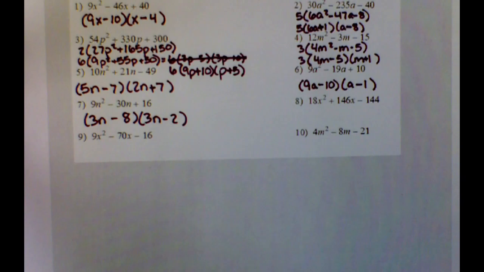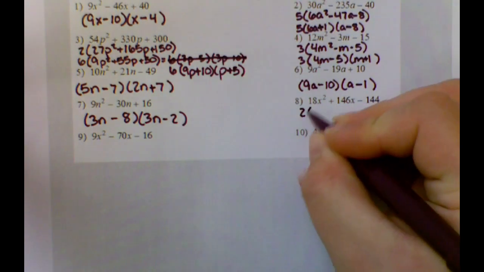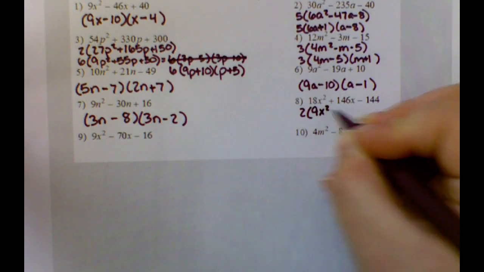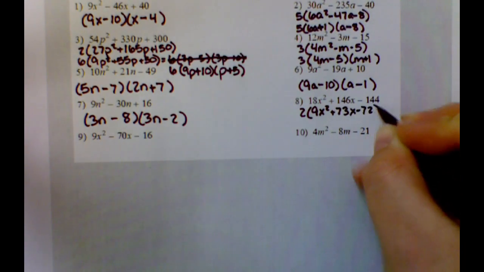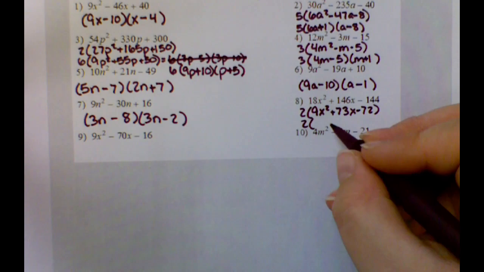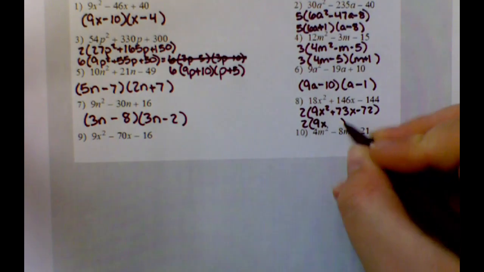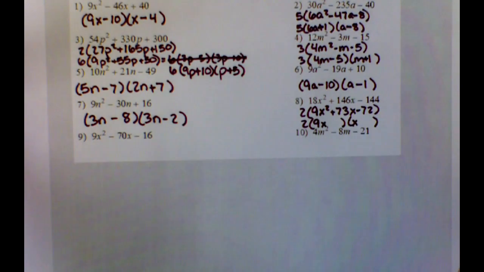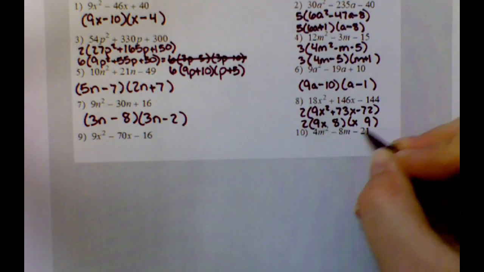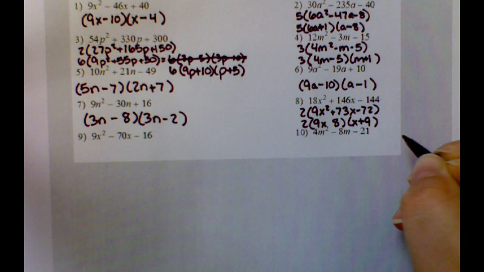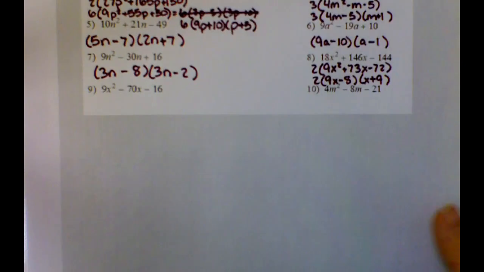Number 8 does have a GCF. We can take 2 out of everything, leaving me 9x squared plus 73x minus 72. To break apart my 9x squared, we're going to go with 9x and x. To break apart my 72, we're going to go with 9 and 8. Because 9 times 9 is positive 81, 81 minus 8 makes 73. And for number 9, there's no GCF.